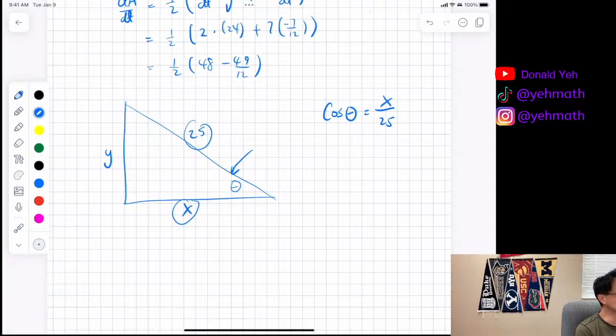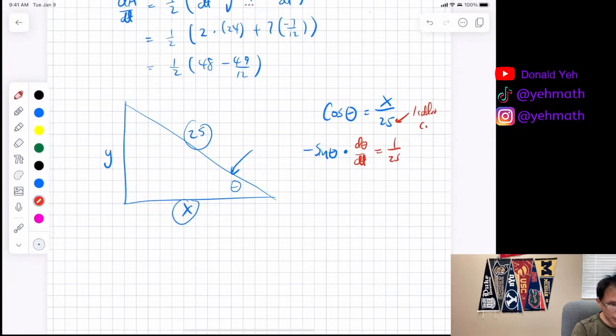Can I take a derivative of this? What's the derivative of this? Negative sine theta times d theta/dt equals 1 over 25 times dx/dt. Now, why did I choose the constant on the bottom? Because a constant on the bottom is the easiest one to take a derivative of. If you have 25 over t, that becomes more complex, and you don't want to deal with that. You want to deal with constants always on the bottom. So this is the ladder length because it's a constant. And all I have to do is write down dx/dt.